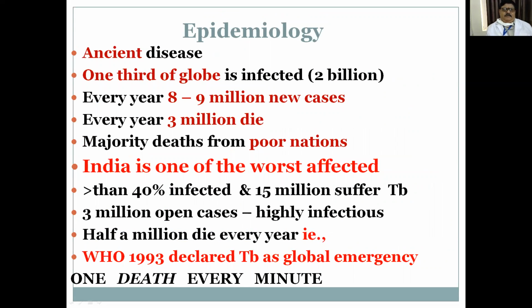So, coming to the epidemiology. One third of the globe is infected, about 2 billion. Every year, 8 to 9 million new cases occur, and every year 3 million die. A very sad state of affairs. Even today, when we have treatment, we are unable to prevent this spread. That is why the National Tuberculosis Elimination Program. Earlier it was RNTCP, now it is the National Tuberculosis Elimination Program.